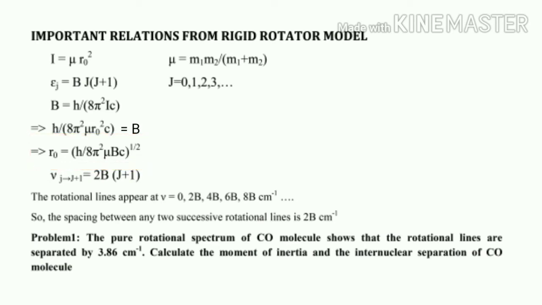Then we have derived that the energy in wave number for a particular transition from J to J plus 1 is given by nu bar J to J plus 1 is equal to 2B into (J plus 1). So using this relationship, the rotational lines are obtained at nu bar equal to 0, 2B, 4B, 6B, 8B centimeter inverse. So this is the summary of the last class about the rotational spectroscopy.